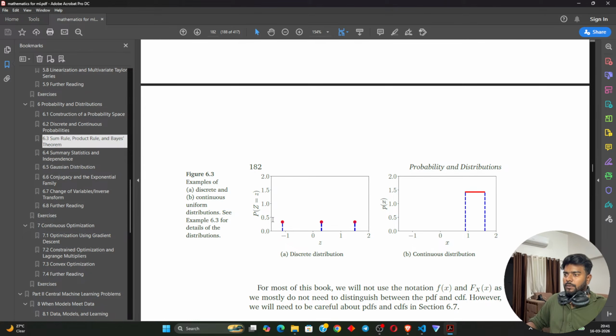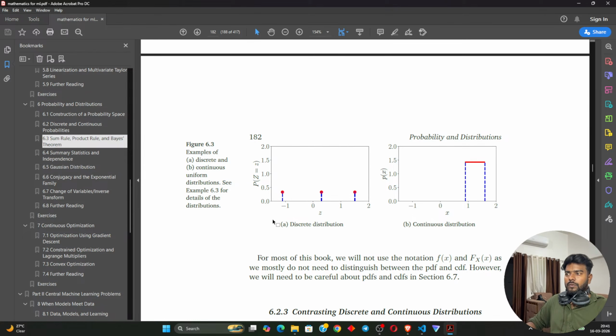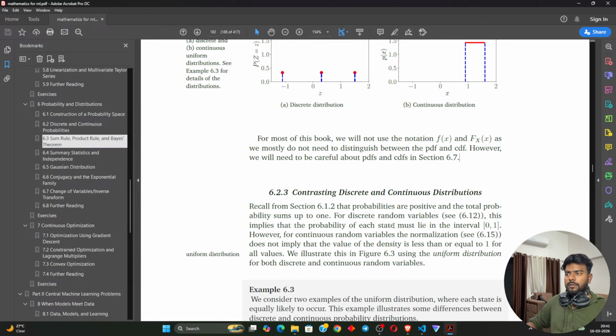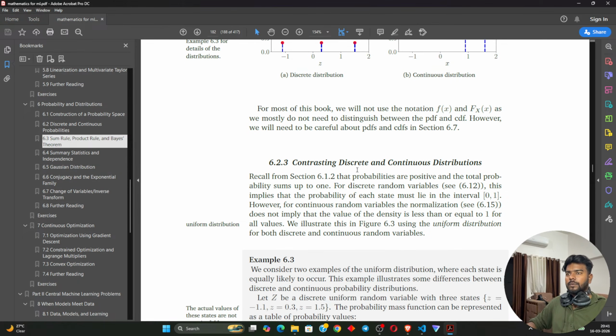See example 6.3. So 0.5, 0.2. For most of this book, we will not use the notations F_X and f_X of x, as we mostly do not need to distinguish between the PDF and CDF. However, this is cumulative, okay, cumulative distribution function, PDF probability distribution function. We will need to be careful about PDF and CDF sections for contrasting discrete and continuous distributions.